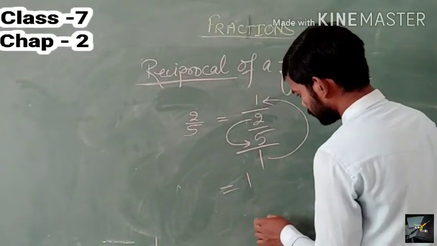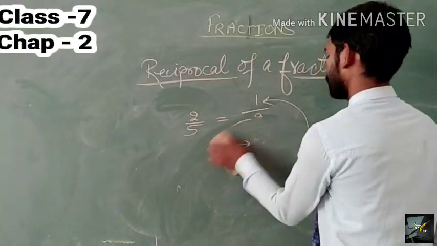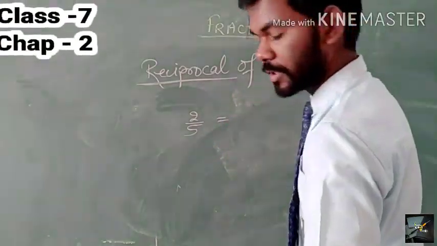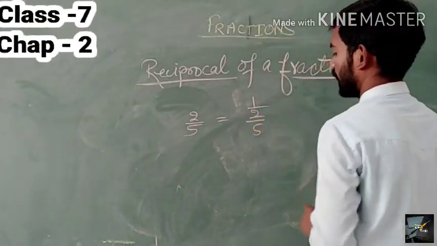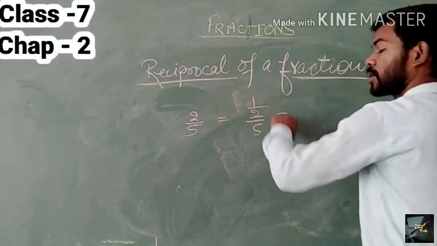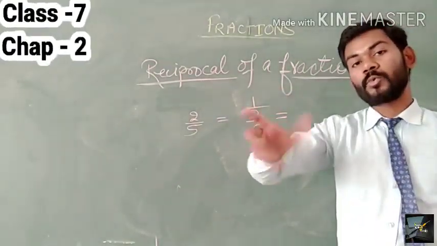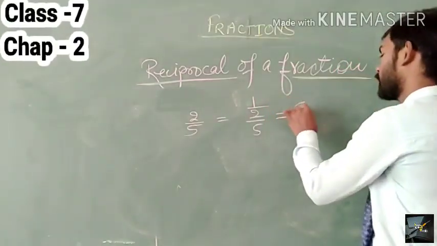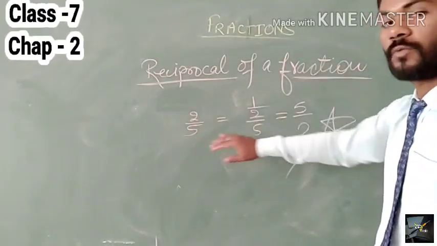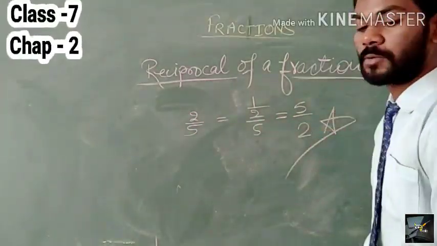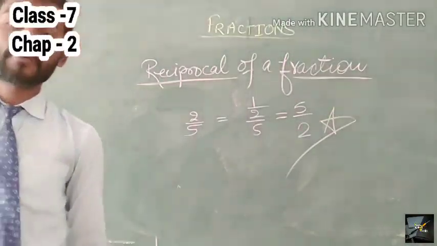So when we multiply, it may be written as 1 upon 2 upon 5, and when we solve it, it becomes opposite. 1 upon 2 upon 5 shows that we have to write the opposite form of the fraction. Therefore, this will be 5 upon 2. Therefore, the reciprocal of 2 upon 5 can also be written as 5 upon 2. So, this will be the solution of the reciprocal of a number.